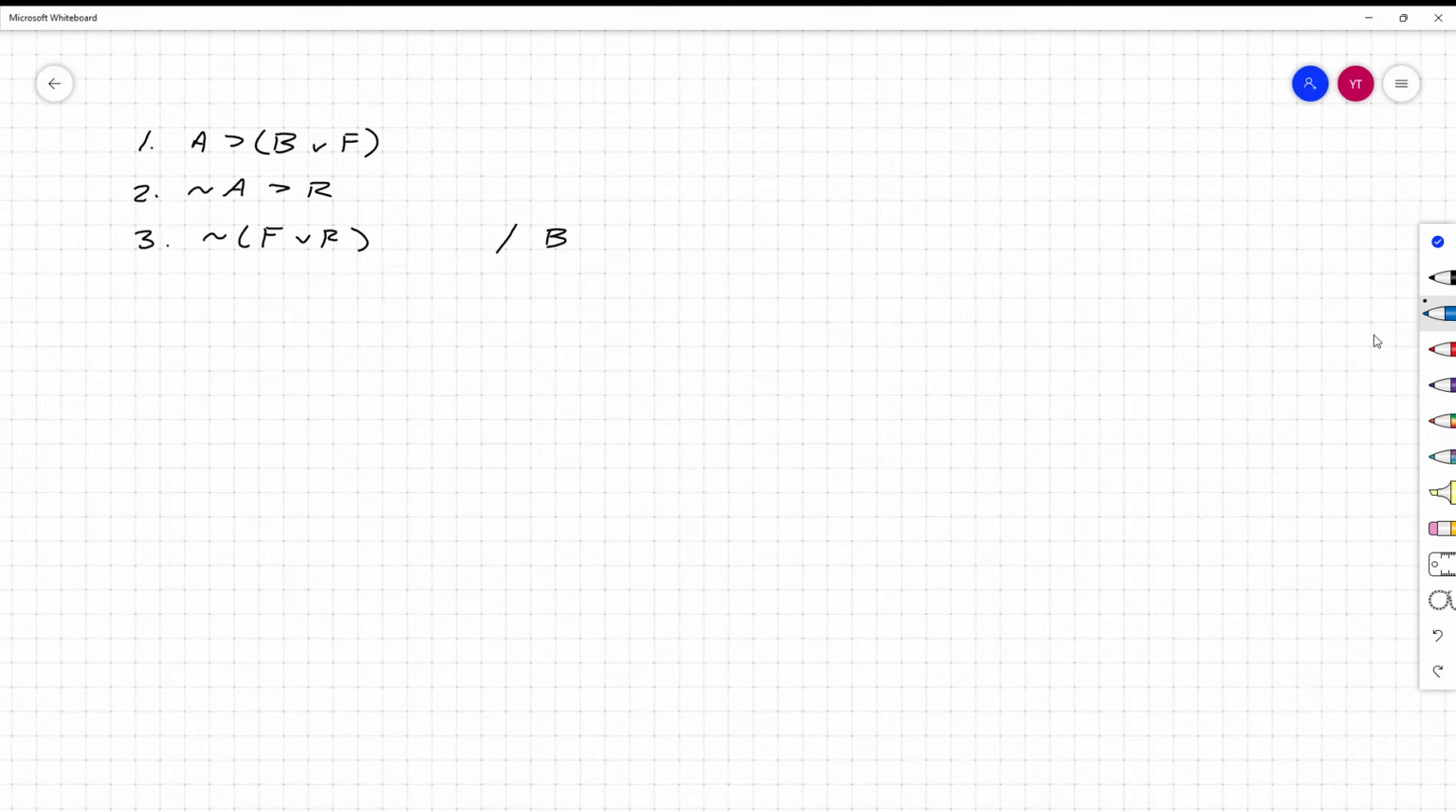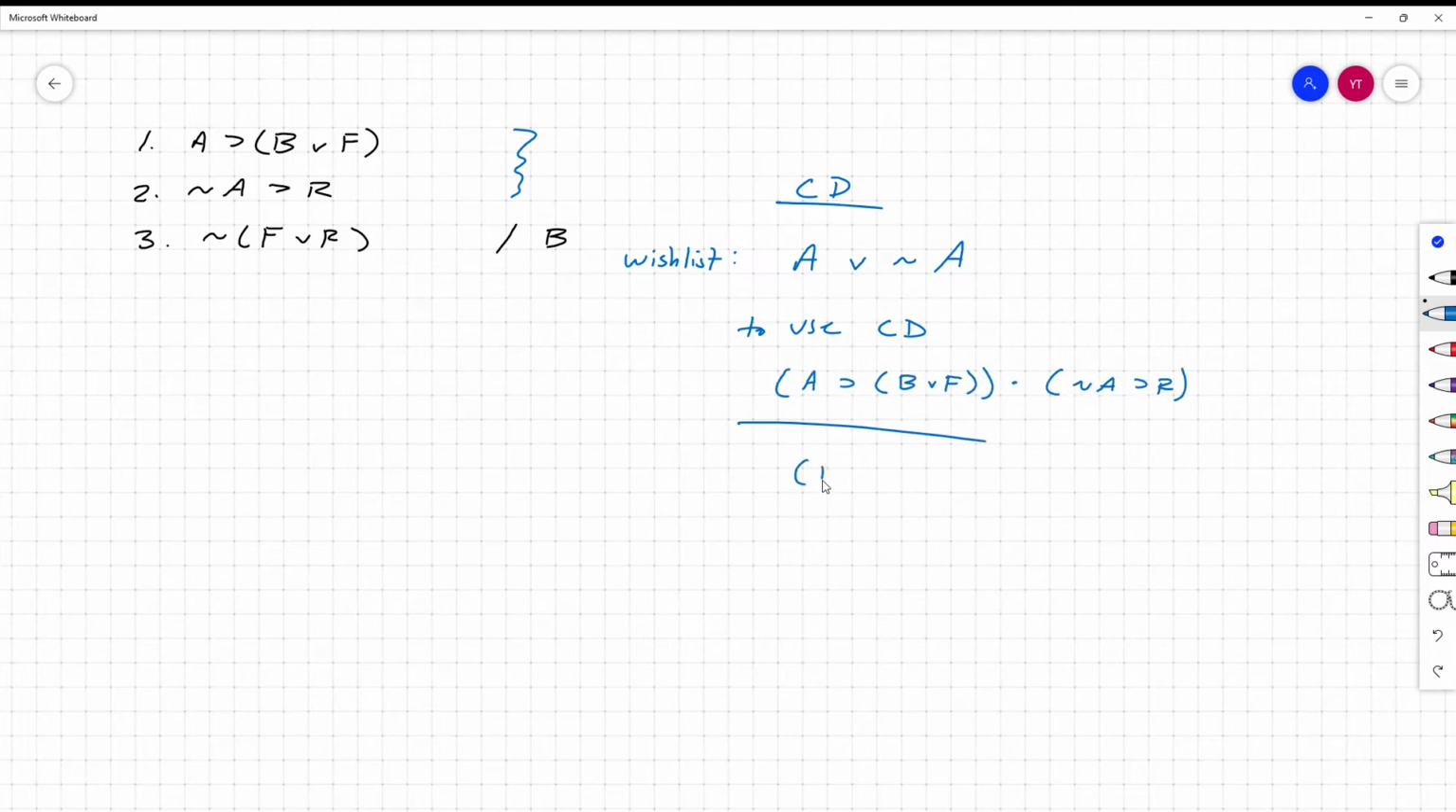In this proof, for example, when we look at lines 1 and 2, we see that we almost have a CD pattern, provided that we had the sentence A or not A. So to translate to some of the language that we've been using before, if we were working backwards and we had a wish list, on that wish list would be A or not A, so that we could use CD with the conjunction of lines 2 and 1. The resulting sentence would be B or F or R.